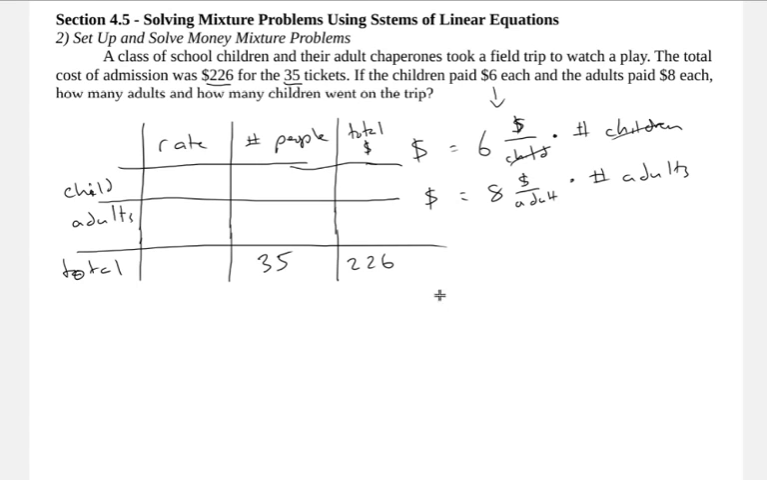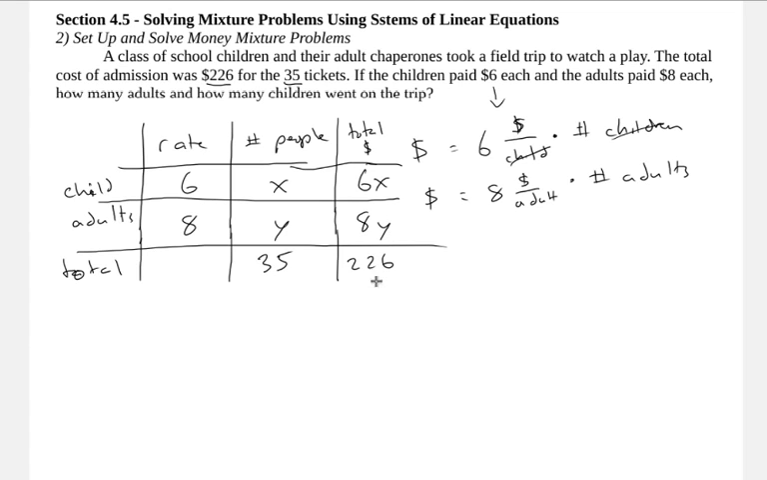All right. Let's see. Children paid $6 each, so that's their rate. And adults paid $8 each, that's their rate. Those are all the numbers from this problem. So now I need to introduce some variables, especially since we're asking how many adults and how many children are on the trip. I'm going to make those my variables. The number of children is x, the number of adults is y. Since I have two of the three parts of this equation, I can then say the total amount of money spent on children is 6x, and the total amount of money spent on adults is 8y.